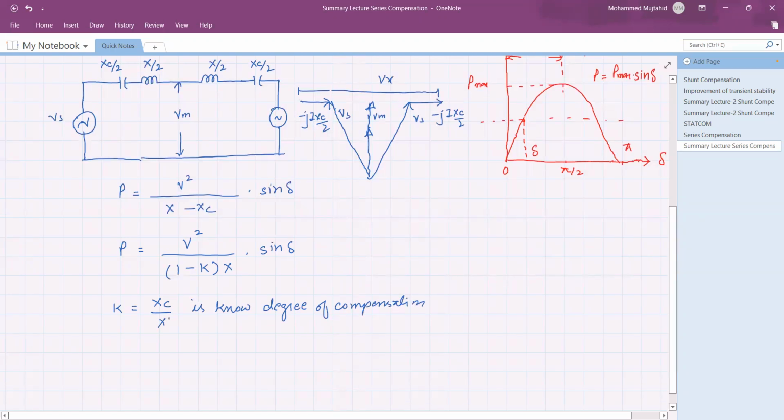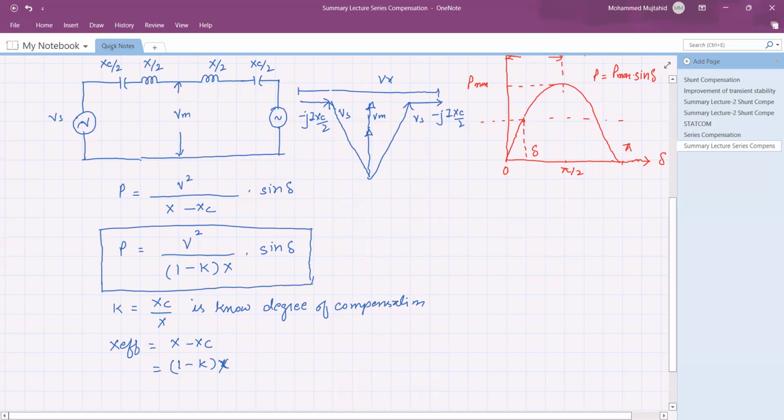If you want to increase the degree of compensation, the value of Xc starts increasing. So X effective will be X minus Xc, or equal to 1 minus K into X. This we have written in the denominator. So this is our equation for further discussion, the equation for P.